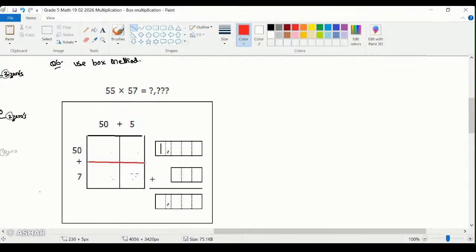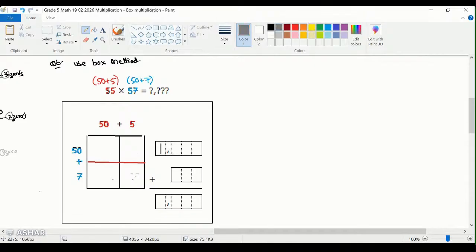Okay, Yusuf. We can say that we had a 50, right? This was 55. 55 can be broken down into 50 plus 5. Agreed? No arguments. Okay. And the next one is 57, right? 57 can be broken down into a number ending with 0, that is 50, and 7. So we can write 50 plus 7.